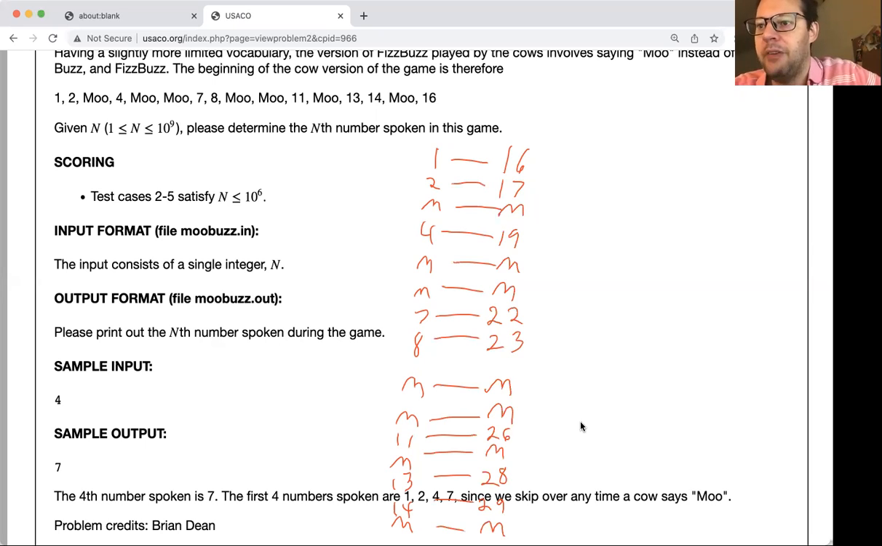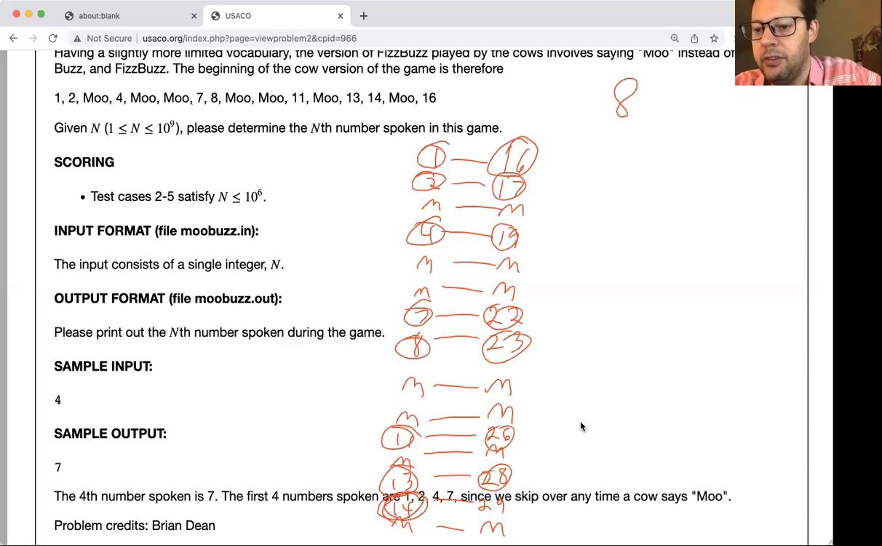So for example, the 8th number is going to be, let me see, 1, 2, 3, 4, 5, 6, 7. The 8th number is 14. So let's actually circle these. 1, 2, 3, 4, 5, 6, 7, and then 8 is 14. The ninth number is going to be 16. 9, 10, 11, 12, 13, 14, 15, 16. So every set of 15 numbers, we are saying 8 numbers.